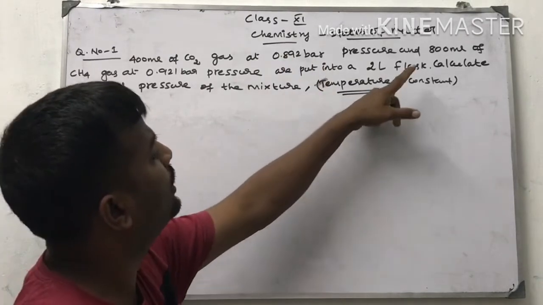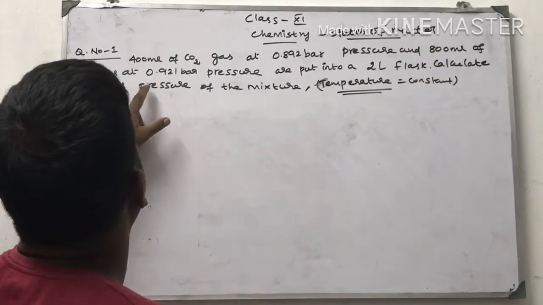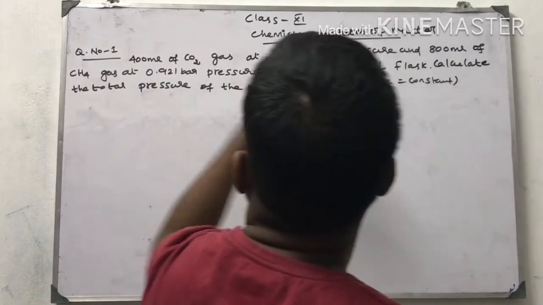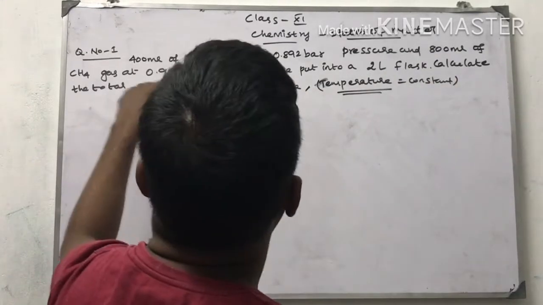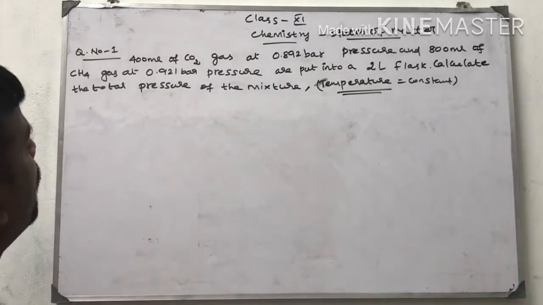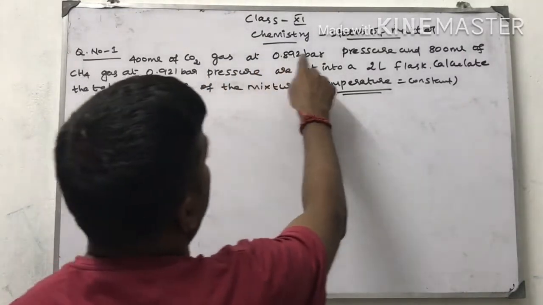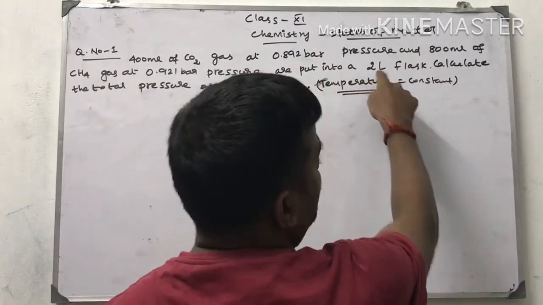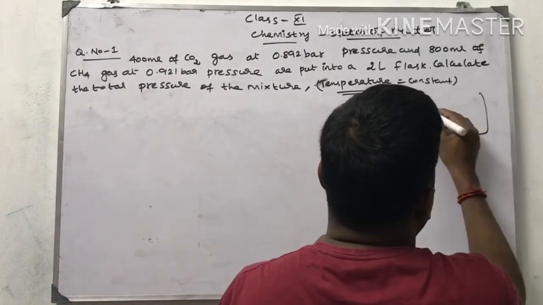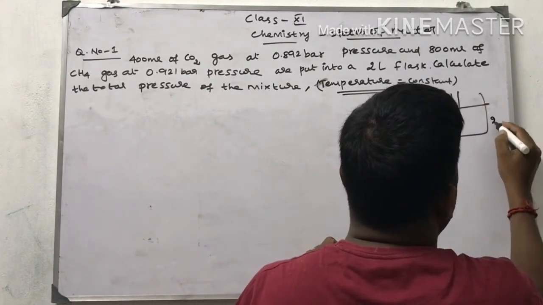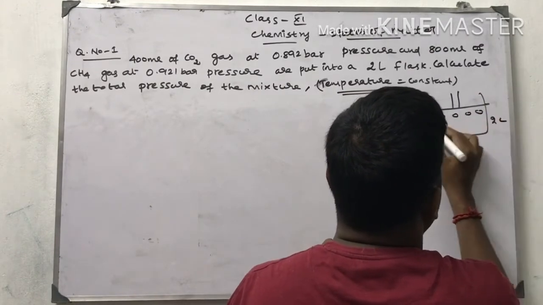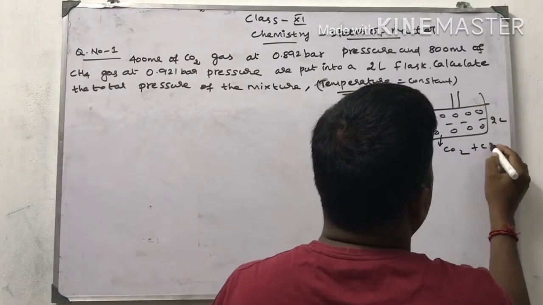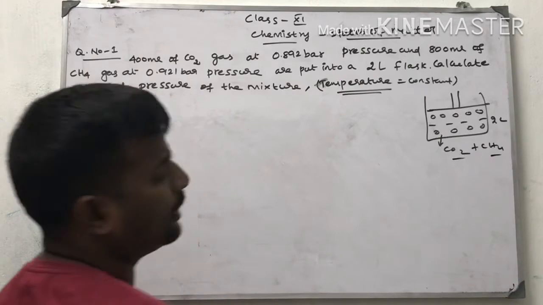P1 is this much, V1 this one, P2 is this one. So this is for carbon dioxide. This one is for another molecule, methane gas, right? 400 ml of carbon dioxide gas at this pressure and 800 ml of methane gas at this pressure are mixed into the 2 liter cylinder. Cylinder capacity is 2 liter. CO2 gas plus CH4 gas. Two gases are mixed together.